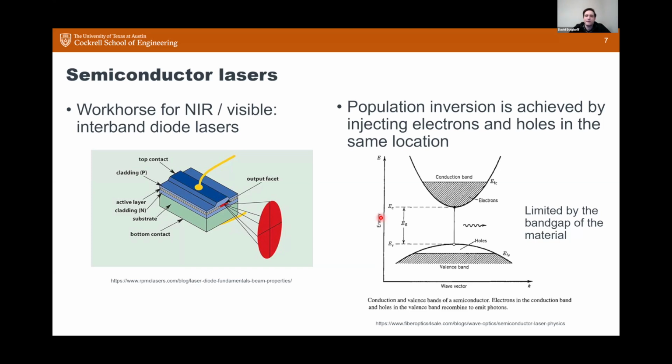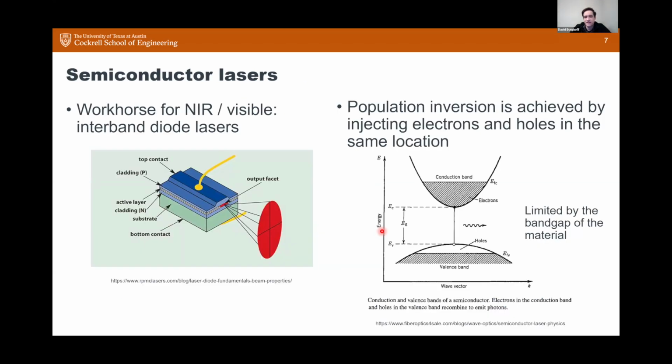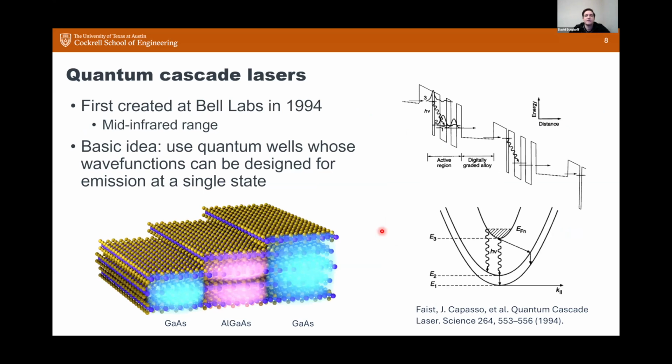And so this seems like it should be a showstopper for frequencies that are below the band gap of most semiconductors, which tends to be about the mid-infrared is where this becomes a dicey prospect. And so for a long time, of course, this was the case. There were no semiconductor lasers in the mid-infrared or terahertz. And then that was until the first quantum cascade lasers were made. So these were first demonstrated, anyway, in 1994.